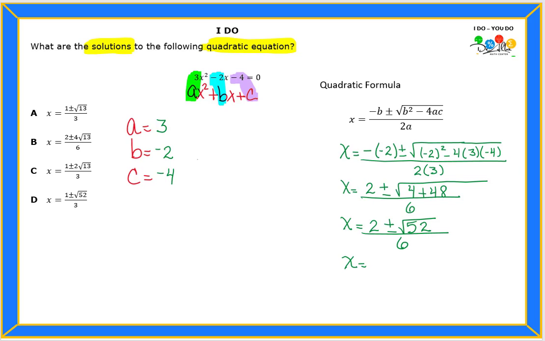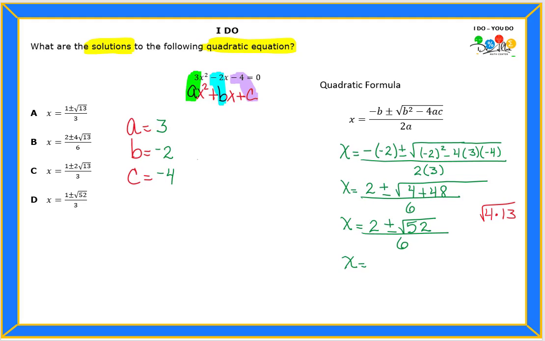Now, what I need to do next is something with the square root of 52. So I'm going to need to break it apart, right? And that will be something like 4 times... think about it from this point of view. I want to find two numbers that when I multiply them give me 52. So I can multiply 4 times 13.